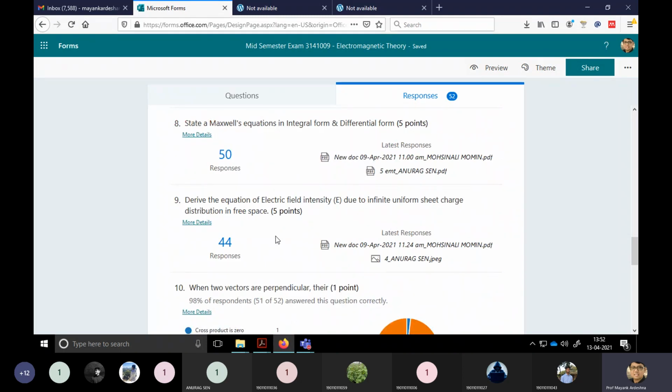In the ninth question, derive the equation of the electric field intensity due to an infinite uniform sheet charge distribution. I think out of the 52 students, none got full marks for this question. Many times I told you, whenever they ask about the electric field intensity for a sheet charge, you have two options. Either you can use Gauss law, or you can use Coulomb's law. We find the generalized equation of E, and we find the electric field intensity for the uniform sheet charge.